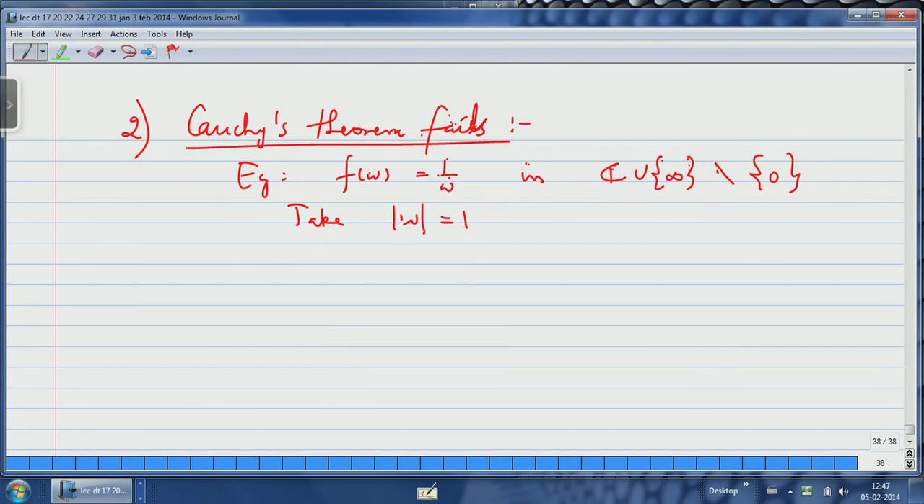Now, the point is that if you take mod w equal to 1 and give it the positive orientation, then the interior of the unit circle will be the interior of the curve as usual, and the exterior of the unit circle, which is the neighborhood of infinity, will be the exterior of the curve. Is the function analytic in the interior? No, because the interior is mod w less than 1, which contains w equal to 0, where it's not analytic. So you should not give it the positive orientation if you want it to be analytic.